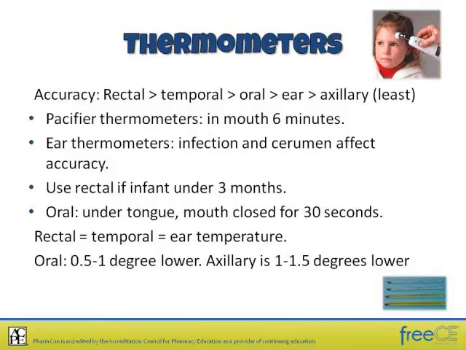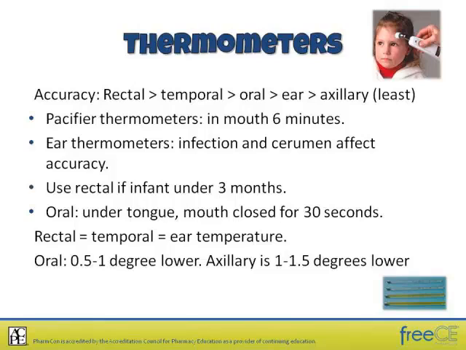Used to be easy in the old days when you had rectal and oral, but we have a whole bunch of them now. And as far as accuracy goes, rectal temperature with a rectal thermometer is still the most accurate, followed then by the temporal there on the forehead, oral, ear, and then axillary, or the armpits, is the least accurate. There are pacifier thermometers. They have to be left in the mouth for about 6 minutes.